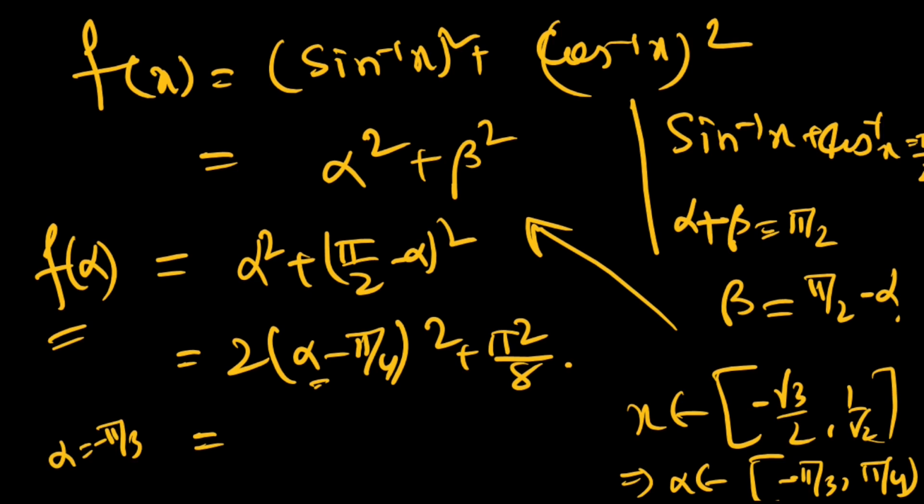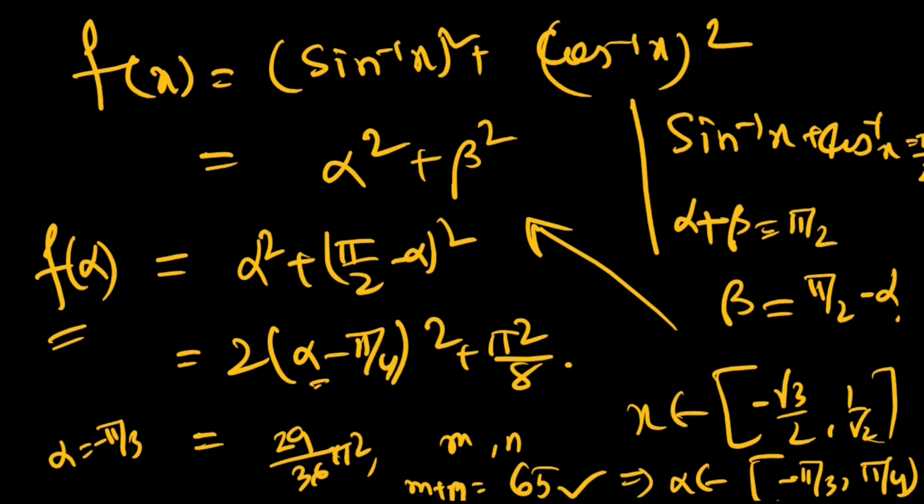Then we get our maximum value is 29 over 36 pi square. Then we compare the value of m and n. Then we got the value of m plus n is equal to 65. So this is our correct answer.